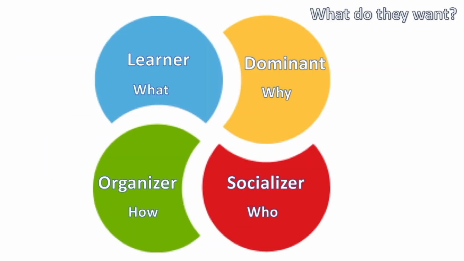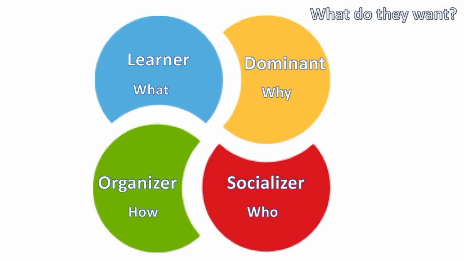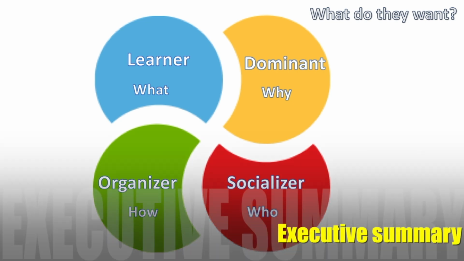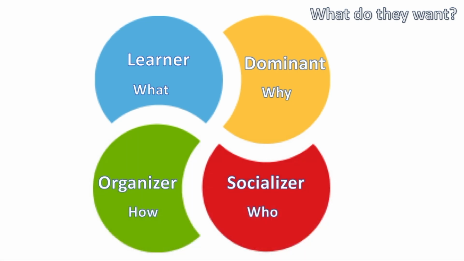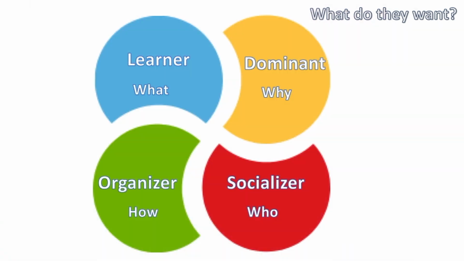All right, so let's have a look now at what do they actually want? So when we're dealing with the dominant, what are they actually looking for? The first thing a dominant wants is they want to know why. So whenever you're dealing with the dominant, always be absolutely clear on why. But most importantly, when you explain that why, make sure that it's an executive summary. They don't like a lot of detail. They want the absolute minimum detail, but you've got to tell them exactly why you want to do business with them. In other words, what's in it for them, but from a why perspective.